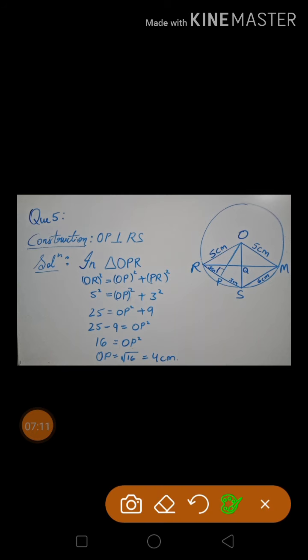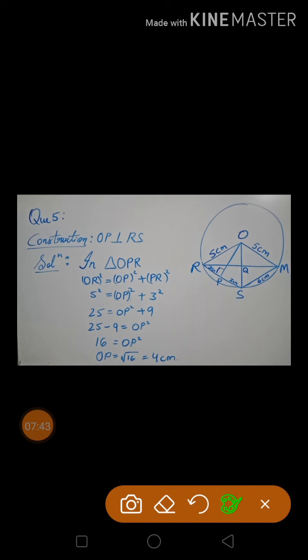Now OR is given, it is radius 5, so we are writing 5. In place of OP we don't know, we are going to find, so write OP as it is. Now in place of PR we have got 3 meter, so write 3 here. Then 5 square will be 25, 3 square will be 9, transpose 9 towards the left hand side, and 25 minus 9 will be 16. We have got that OP square is 16.